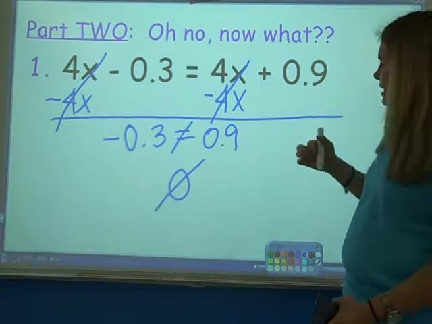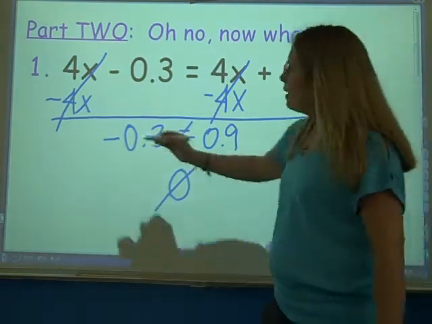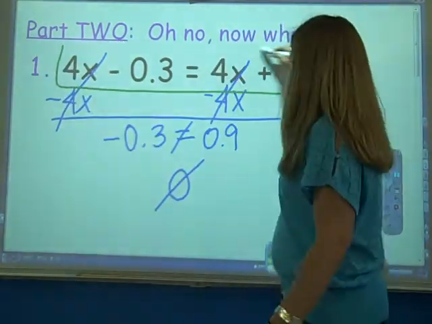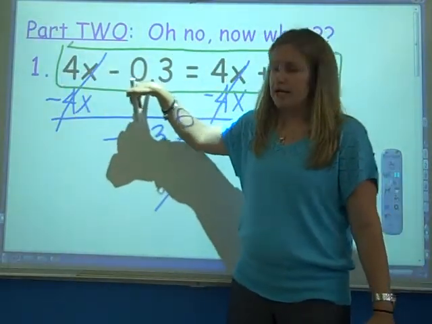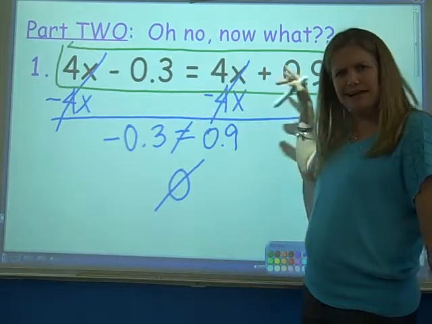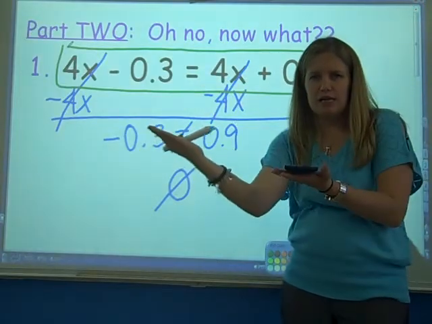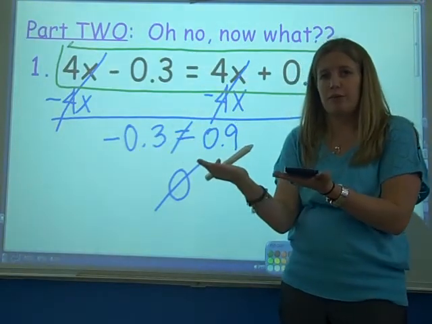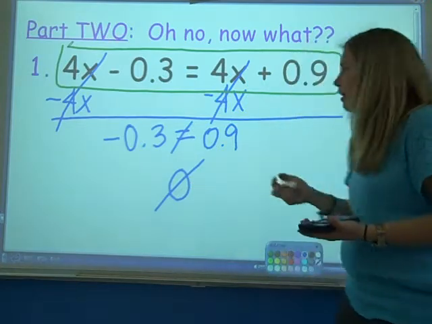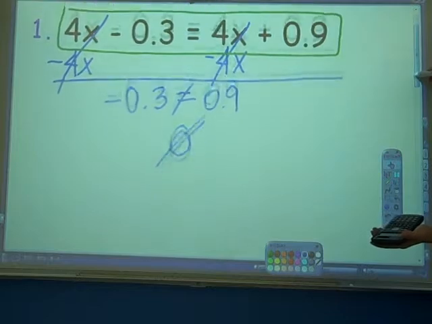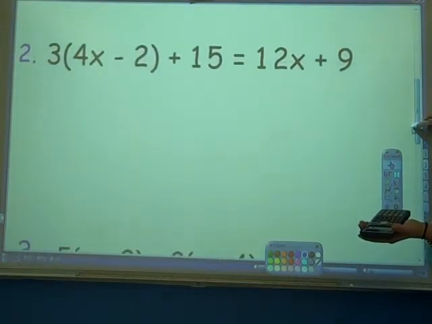Also, it should make sense when you look at it right away. 4x take away this amount is supposed to equal 4x add that amount. If you have the same thing to start out with and you subtract something from it or you add something to it, how are they going to be equal? Okay, so that one is a no solution. Here's another one that's a little different.